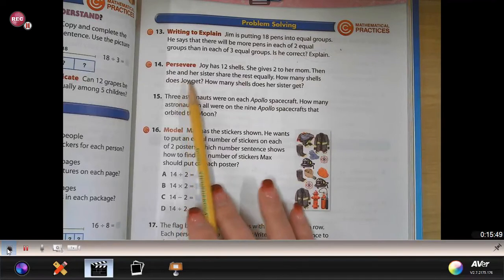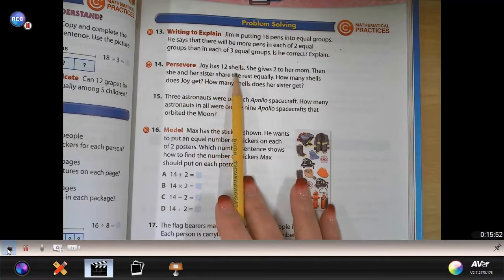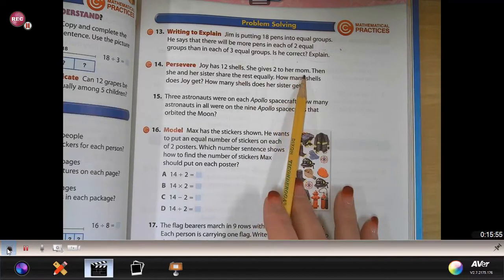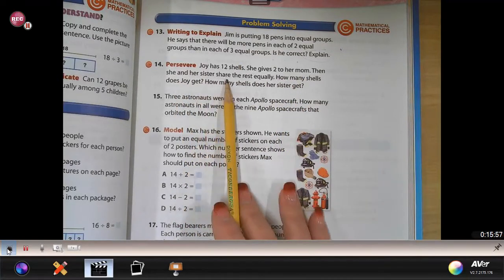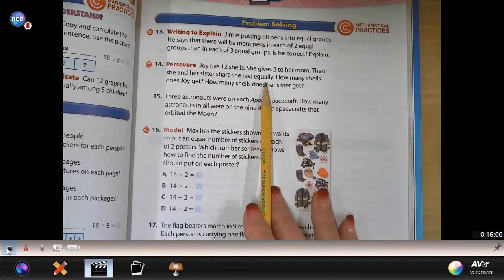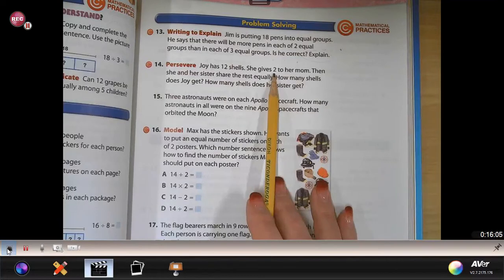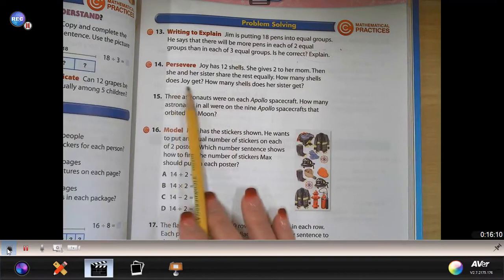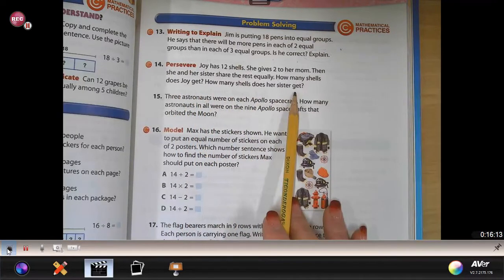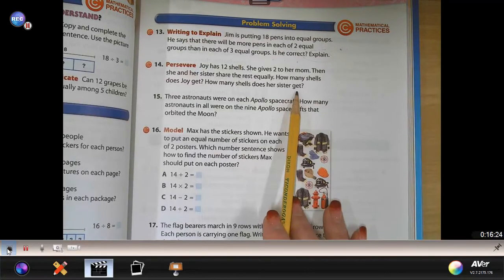For number 14, Joy has 12 shells. She gives 2 to her mom. Then she and her sister share the rest equally. This one's a little complicated because she's giving 2 to mom. So this is actually like a 2-step problem. You're going to have to think about this. How many shells does Joy get? How many shells does her sister get? So notice it doesn't ask how many mom gets because of the fact that they already gave mom what she wanted and you're sharing the rest between the 2 sisters. Be sure to draw a picture.